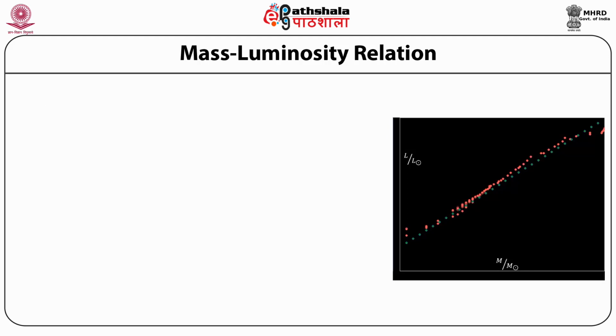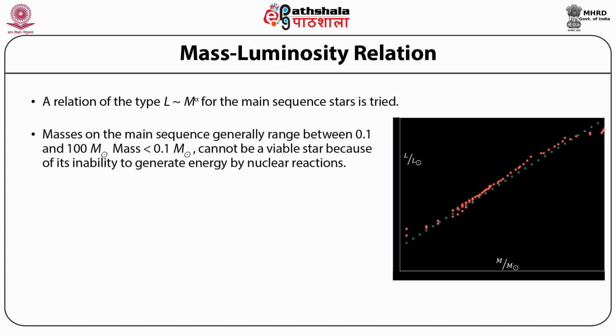Mass-luminosity relation. A relation of the type L directly proportional to m to the power alpha is tried for the main sequence stars. Masses on the main sequence generally range between 0.1 and 100 solar mass. Mass less than 0.1 solar mass cannot be a viable star because of its inability to generate energy by nuclear reactions. Stars of mass greater than 100 solar mass may be unstable.